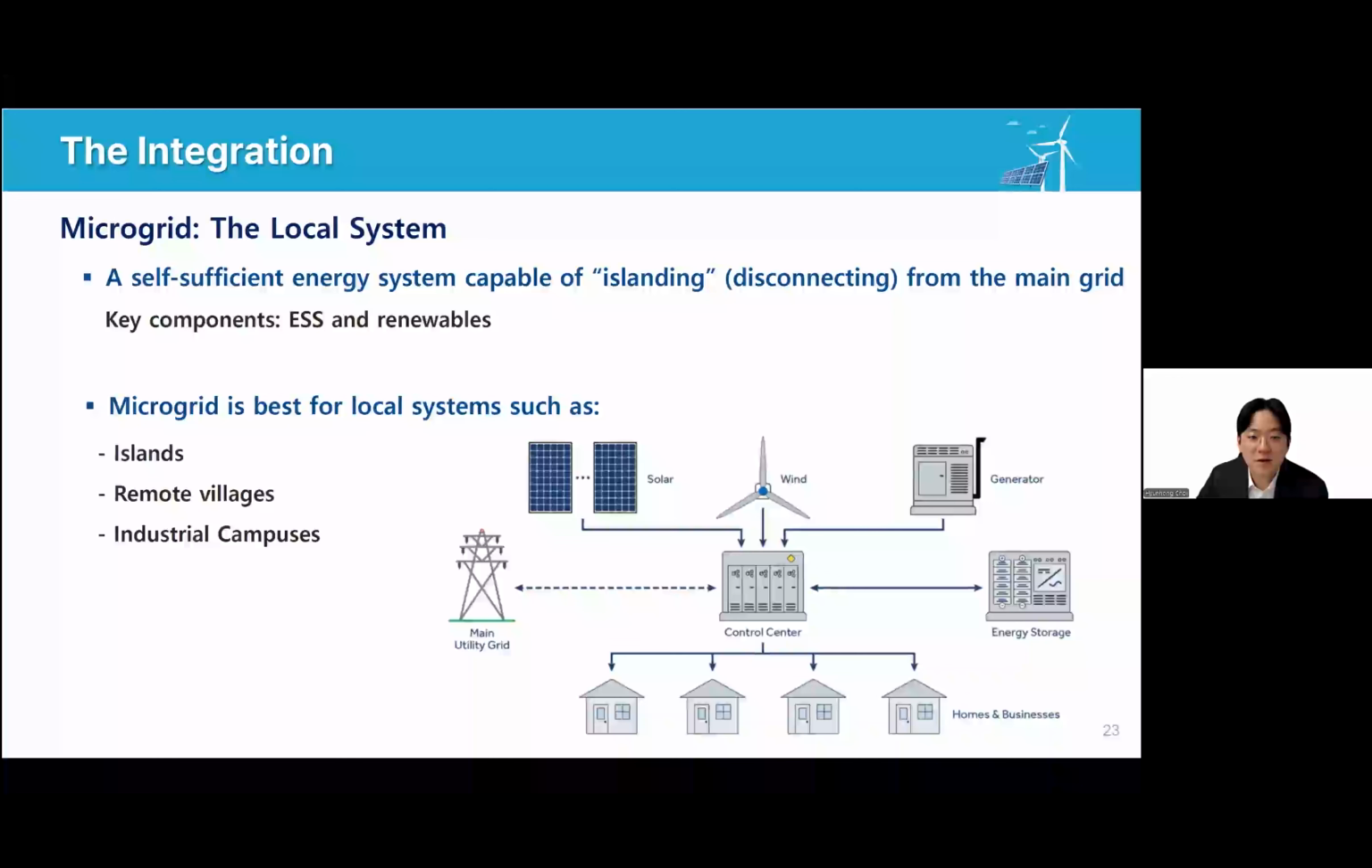The first is the microgrid. A microgrid is a self-sufficient energy system capable of islanding, or disconnecting from the main utility grid. Its key components are ESS and renewables. This system is best for local systems such as islands, remote villages, or industrial campuses where reliance on traditional large central grids can be expensive.